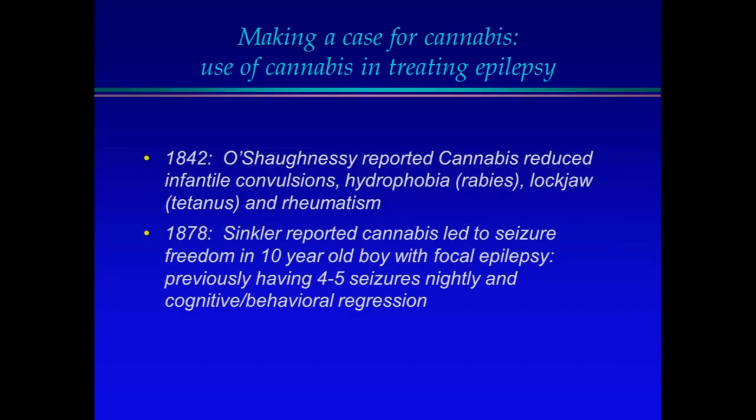If you come to more current times, in 1842, O'Shaughnessy reported cannabis reduced infantile convulsions and other disorders, and in 1878 there was also a report of cannabis leading to seizure freedom in a 10-year-old boy who had focal epilepsy. In 1881, William Gowers, and this should be of great significance to the neurologic community because Gowers is one of our most famous historical figures in neurology, reported that cannabis had been recommended for epilepsy by Russell Reynolds in 1861 as sometimes, though not frequently, useful. And then he actually administered cannabis and wrote about this in many cases, with the effect of delaying paroxysms and mitigating the severity in some individuals.